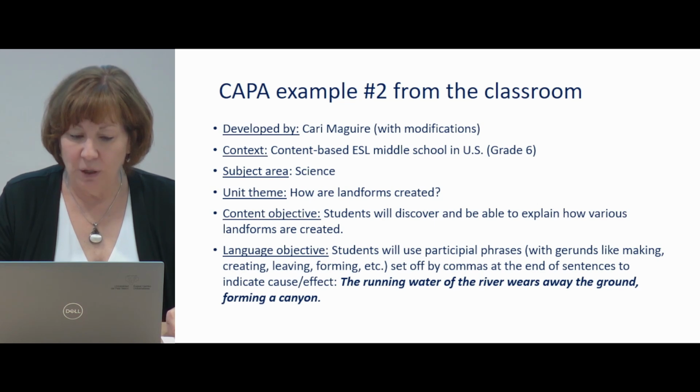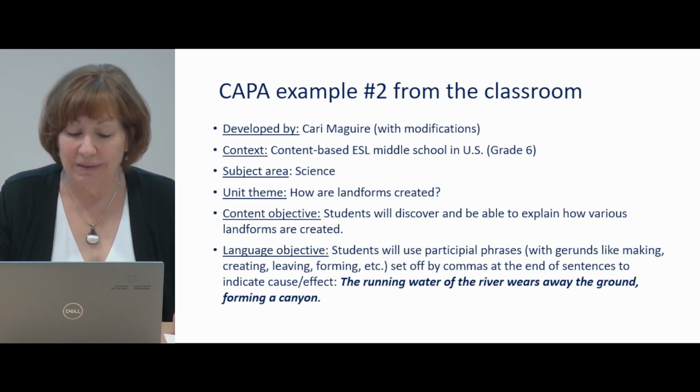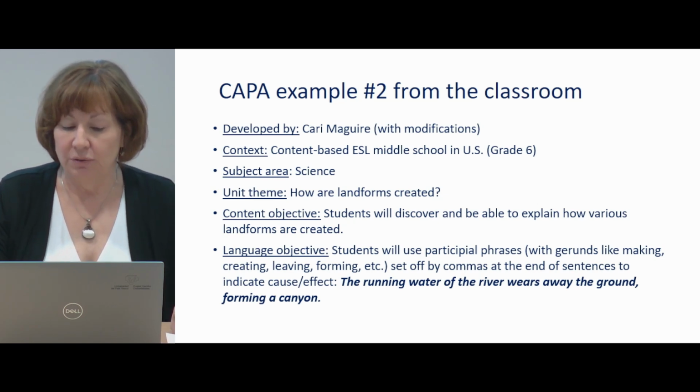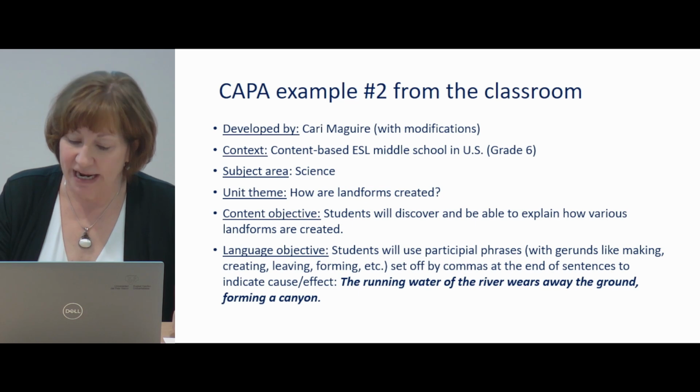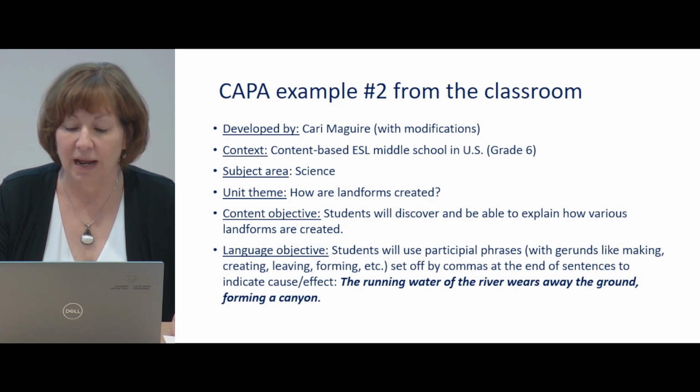This was developed by Carrie McGuire for content-based ESL in the States, a unit about landforms. The language objective is that students are going to use participial phrases set off by commas at the end of sentences to indicate cause and effect. So the structure is like this: the running water of the river wears away the ground, comma, forming a canyon.